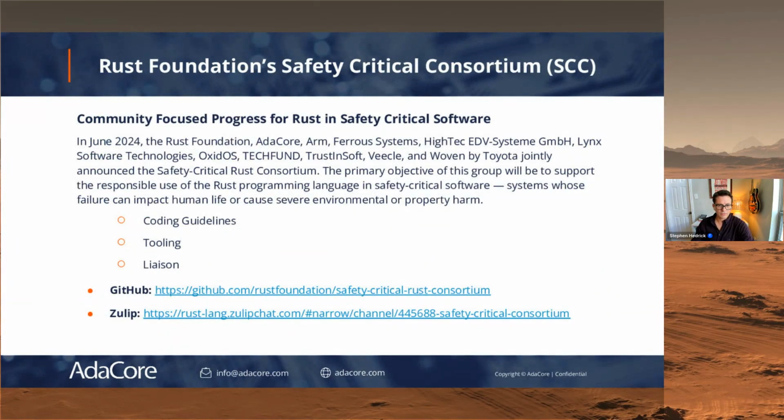To take it a step further, we are avid participants in the Rust Foundation Safety-Critical Consortium, the SCC, meeting weekly in most cases, which is an open working group. And obviously our aim is to progress Rust in safety-critical software. We have subcommittees in tooling, coding guidelines, and liaison. And again, we meet most weeks. I encourage everyone here who's interested to visit this GitHub page, the Zulip instance, and get involved if you're curious or interested, and haven't done so already.